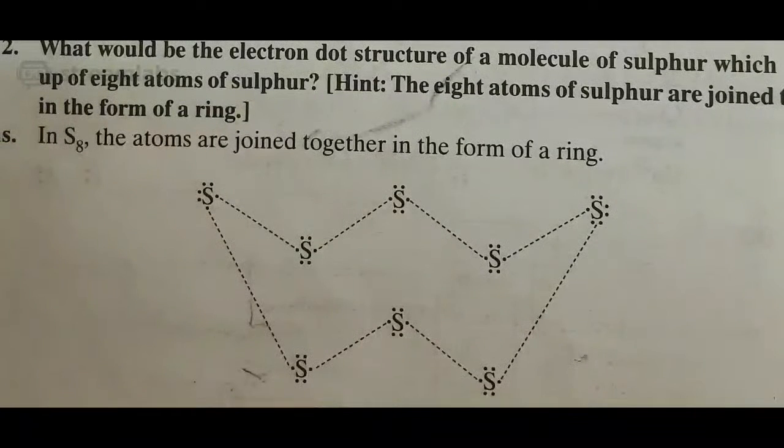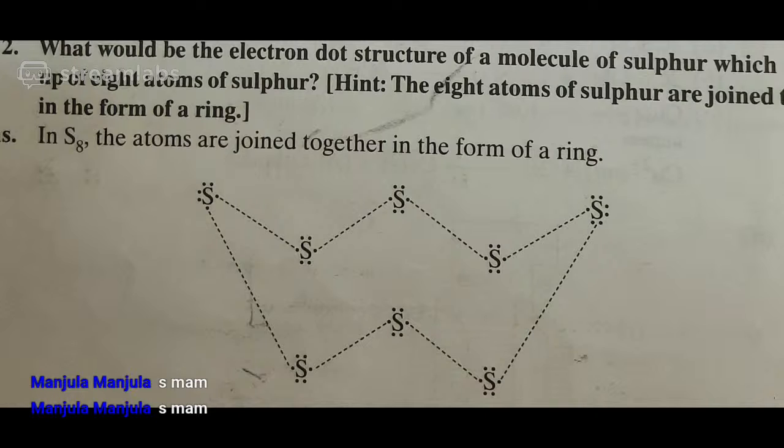To reach octet structure, they require 2 electrons. So they share electrons with other sulfur atoms. The first sulfur atom shares 2 electrons with 2 sulfur atoms. The next sulfur shares 1 electron with one sulfur and 1 electron with another, and finally with the last sulfur atom. The last sulfur atom will have 2 lines, and in the center they have single lines. Now, how many sulfur atoms are there? There are 8. So this is the dot structure of S8. Now, you can count the electrons on each and every sulfur atom. It is 6, right? And it shares with other sulfur to reach octet structure.